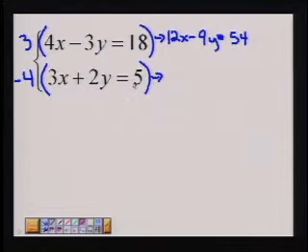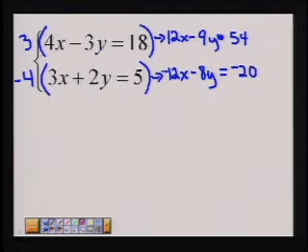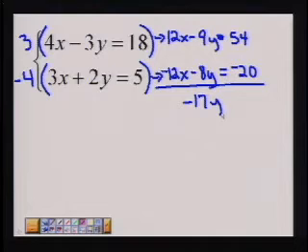Second equation, negative 4 times 3 is negative 12x, negative 4 times 2 is minus 8y, times 2y equals, and then negative 4 times 5 is negative 20. Now let's add those two equations together. Again, 12x plus negative 12x is 0. Those two cancel out for us nicely. Negative 9y plus negative 8y is negative 17y. And 54 plus negative 20 is 34.